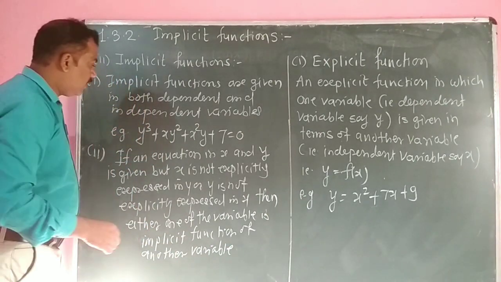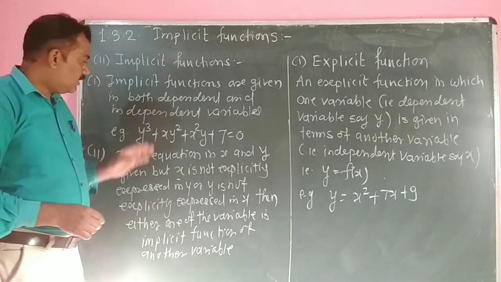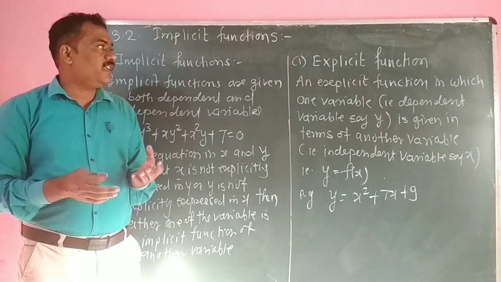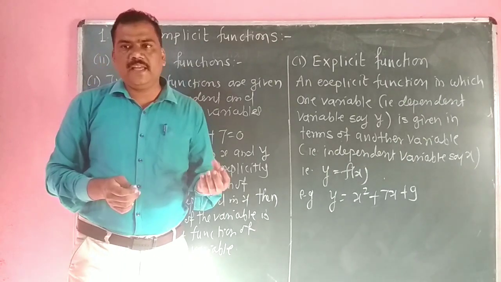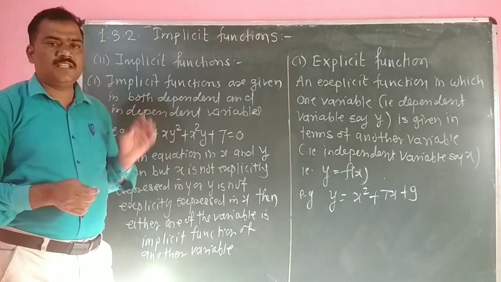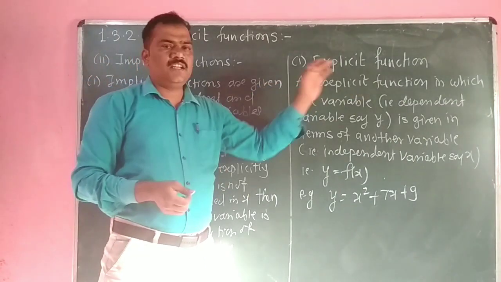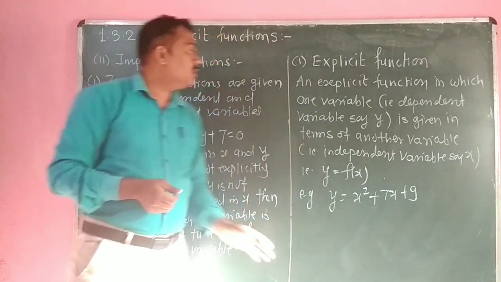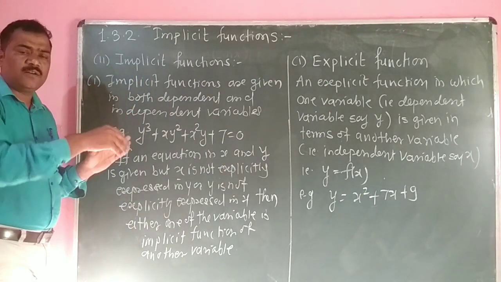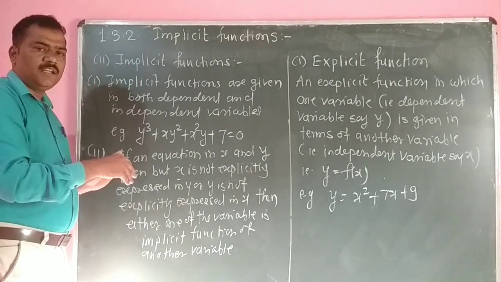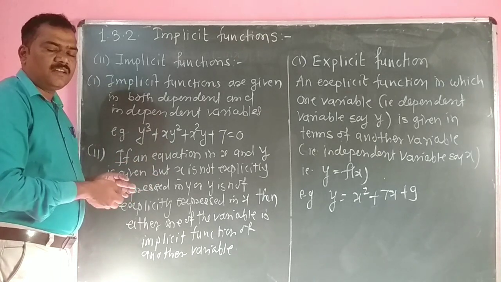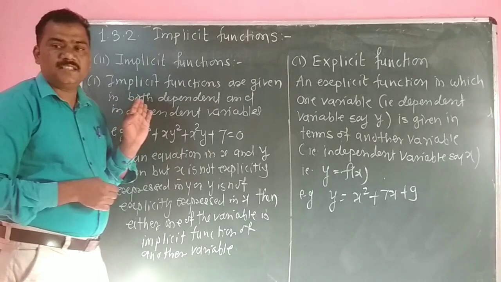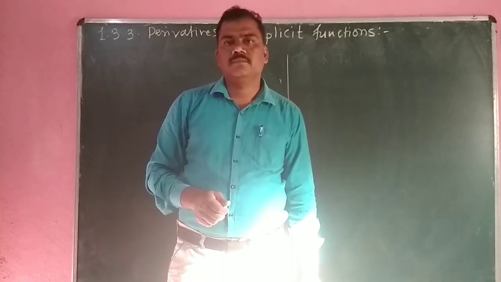Okay, and consider the example for the implicit function: ax square plus 2hxy plus by square is equal to 0. This is an example of an implicit function. In simple way, an explicit function has variable y on one side and variable x on the other side. An implicit function is a mixing of the dependent variable and independent variable. We cannot write one variable in terms of another variable. Those types of functions are called implicit functions.